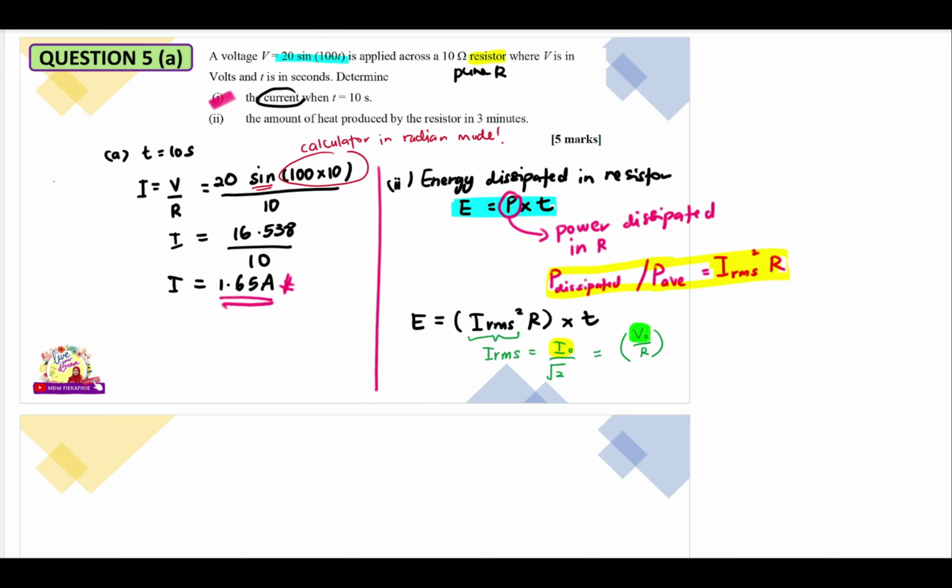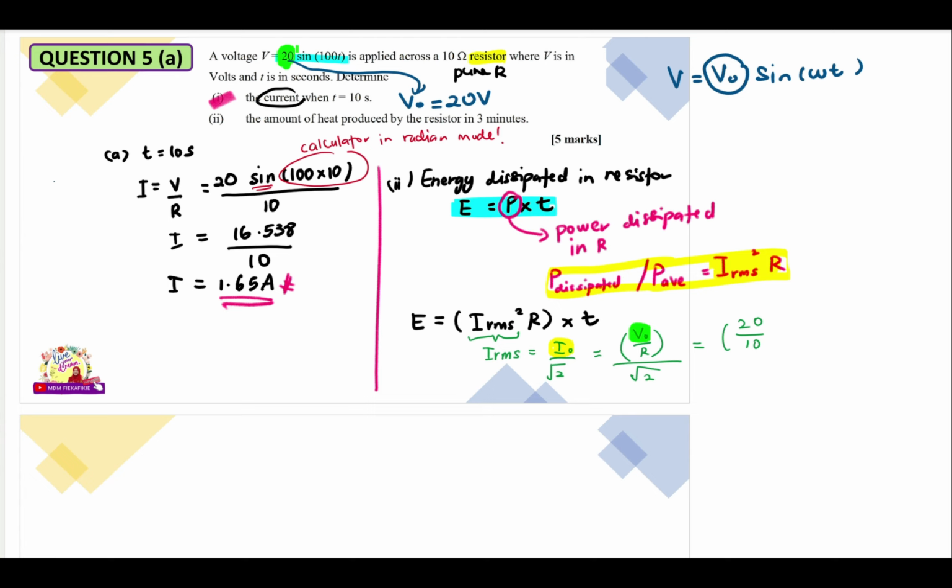V naught nilai ni ini dalam equation V yang ke atas ini. V is equal to 20 sin 100t. So 20 ini, kan ini adalah yang kat depan ni adalah V0. Sebab apa? So V is equal to, general equation dia V0 sin omega t. Jadi nilai depan ini, 20 itu adalah dia punya peak voltage. Okay, so boleh tak kita kira? Bolehlah. Kita masukkan dalam equation. So 20 bahagi resistor kita 10.